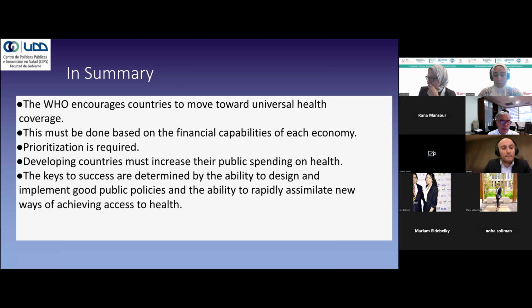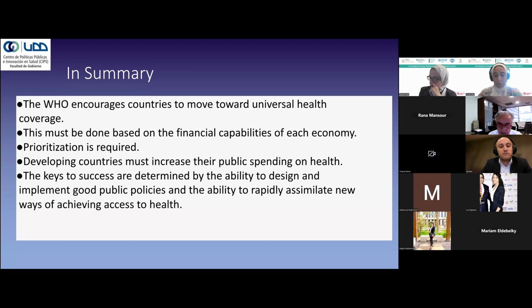In summary, the WHO encouraged countries to move toward universal health coverage. This must be done based on the financial capability of each economy. Of course, the case of Egypt is different from Chile and other countries. Each one needs to establish step by step, but under the main issues that we commented on this morning, which include equity, financial sustainability, efficiency and transparency.